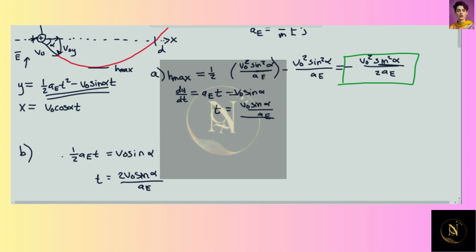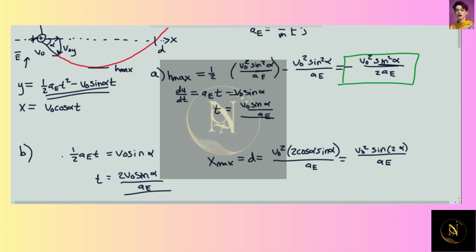This is the time at which we get to d, and we want to know the range or the x coordinate at this time. So we're going to plug this time into the x equation. So x max, which is equal to d, is equal to, we plug this value for t into that equation, we get v sub 0 squared times 2 cosine of alpha sine of alpha over a sub e. And this term in the parentheses, this is a trigonometric identity. This is the sine of 2 alpha over a sub e. And this is d. This is our expression for d.